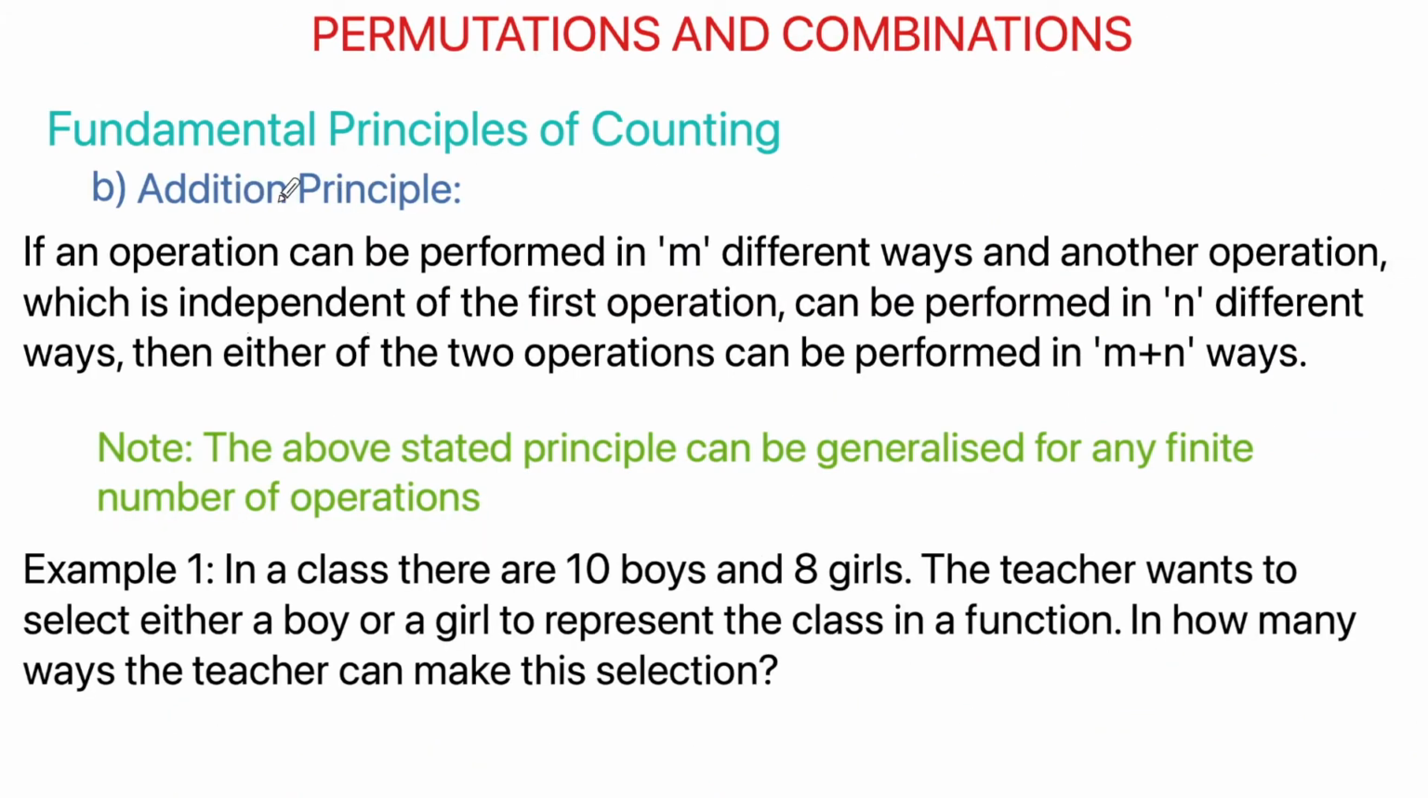Now let's see the addition principle. If an operation can be performed in m different ways, and another operation which is independent of the first operation can be performed in n different ways, then either of the two operations can be performed in m plus n ways. Let us take an example.